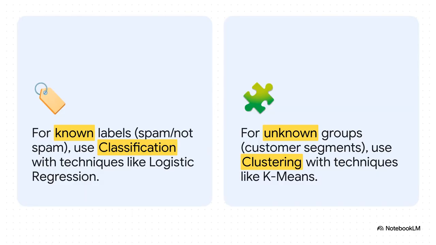But what if you aren't predicting a number? Well, if you need to sort data into known categories, like spam versus not spam, you'll use a technique called classification. And if you want to discover brand new, hidden groups that you didn't even know existed, like different types of customer behaviors, then you'll turn to an unsupervised technique called clustering.